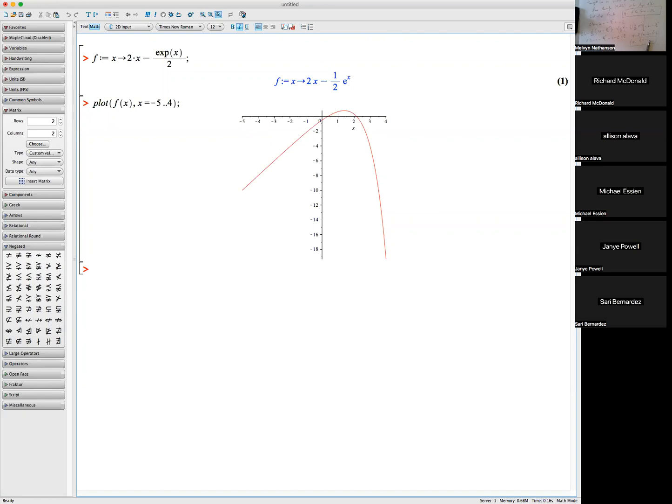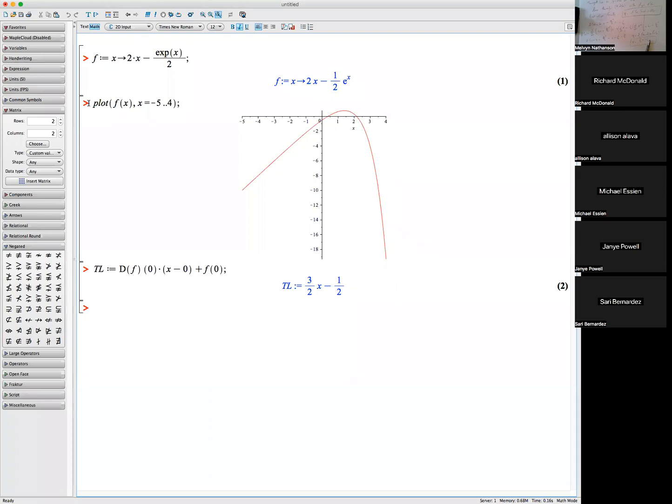So I'll just call tangent line, I'll just call it TL for tangent line. And what is the tangent line? Let's use the formula. It's the derivative of f at 0 times x minus 0 plus f evaluated at 0. That's the tangent line.